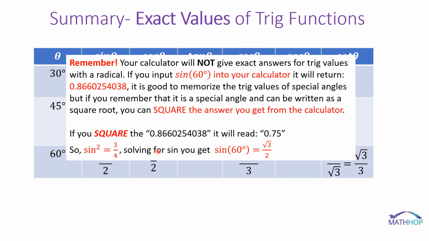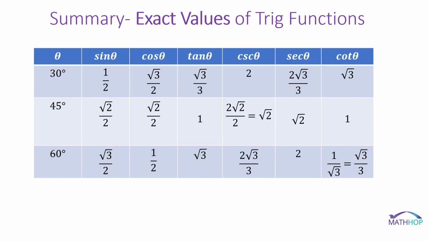So if you square root both sides, then you can know rad 3 over 2. Square root of 3 is square root of 3. The square root of 4 is 2. So if you get a huge ugly decimal in your calculator and your teacher wants an exact answer, and you remember it's one of our special angles, just square it. There you go. You can get an exact answer from the calculator.